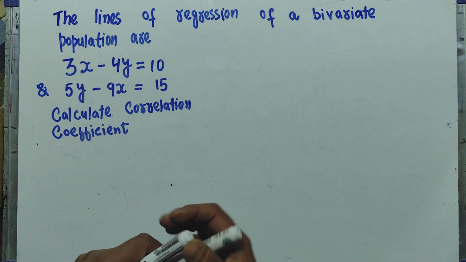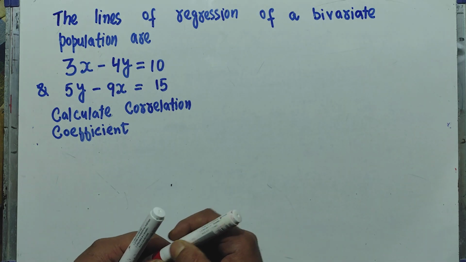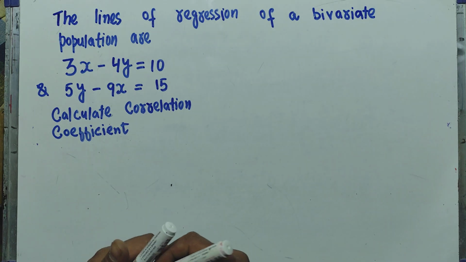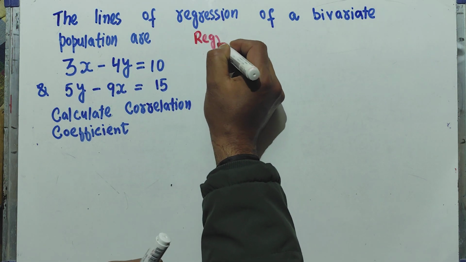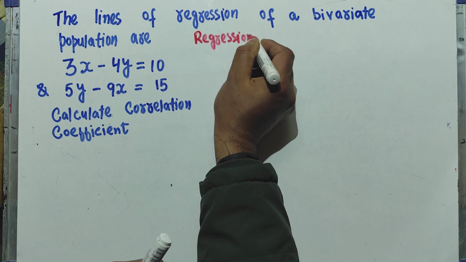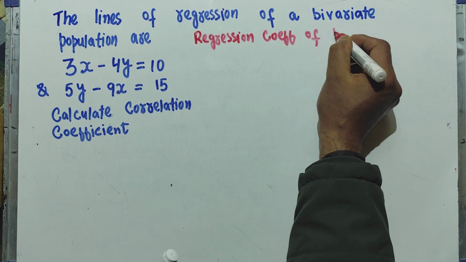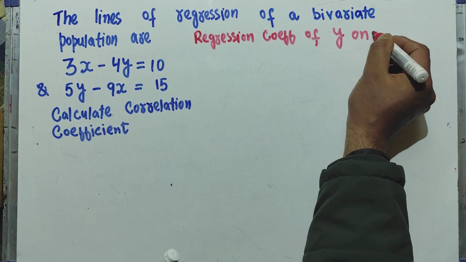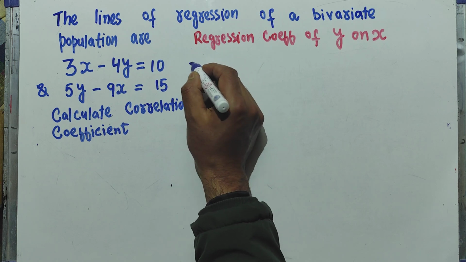Now, to find out the correlation coefficient, we need to find out the regression coefficients. So, we need to find out the two regression coefficients here. That is, regression coefficient of y on x, then regression coefficient of x upon y. So let us solve the first equation for y.